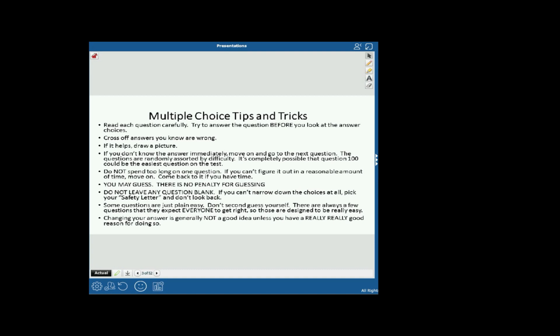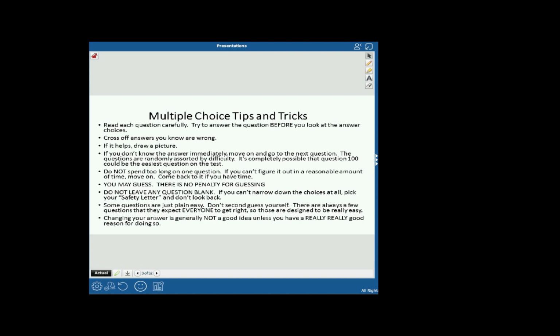Cross off answers you know are wrong. You can write in a book. Draw a picture if you need to. If you don't know the answer, move on and go to the next question. The questions are totally random by difficulty, so it's entirely possible that the very last question on the test is the easiest one, and the first question is the hardest.